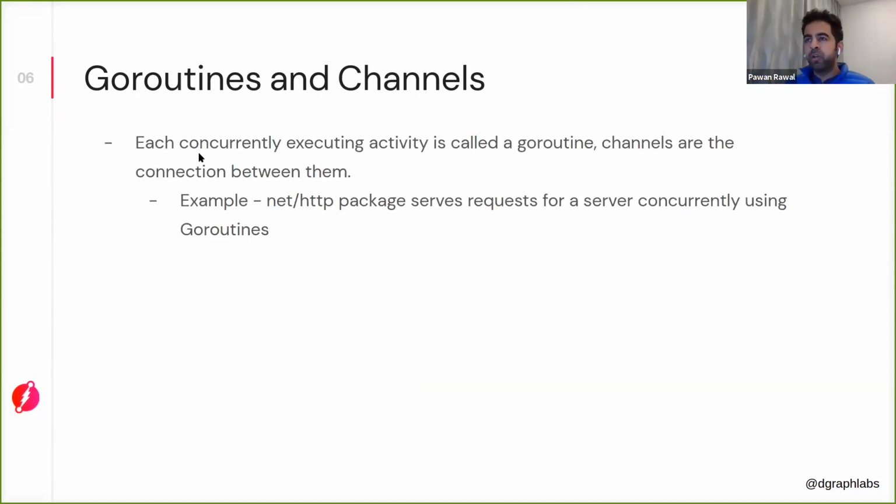So in Go, each concurrently executing activity is called a Go routine, and channels are the connection between them. One of the most common examples is the net/http package. People who have built servers in Go would know that when you start a server with the net/http package, it serves requests concurrently. What that means is that if you have multiple clients hitting your server, one request would not wait for the other request to complete before being processed.